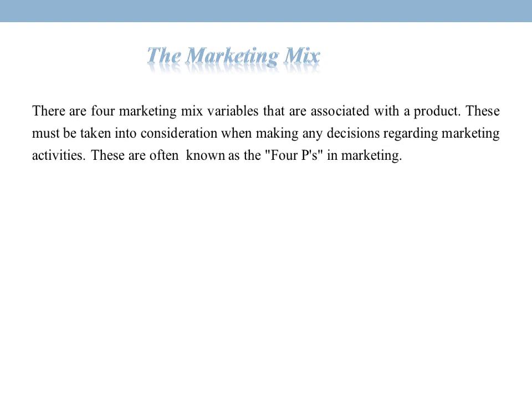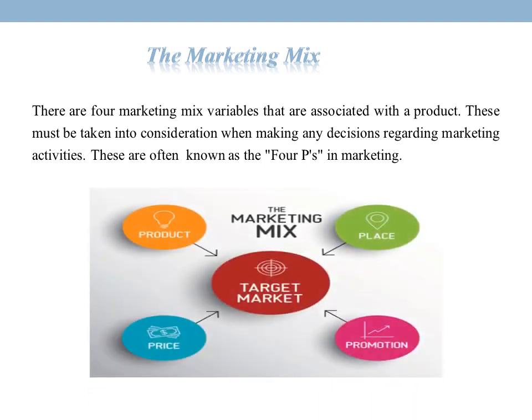The marketing mix. There are four marketing mix variables that are associated with a product. This must be taken into consideration when making any decision regarding marketing activities. These are often known as the 4 P's in marketing. The first variable in the marketing mix is called product. This variable describes all factors related to the actual product visible to the consumer. This may include things such as quality, features, options, style, packaging, brand, sizes, and so on.